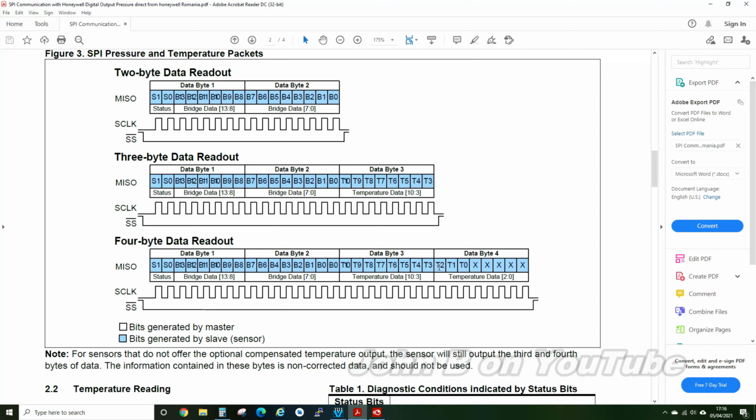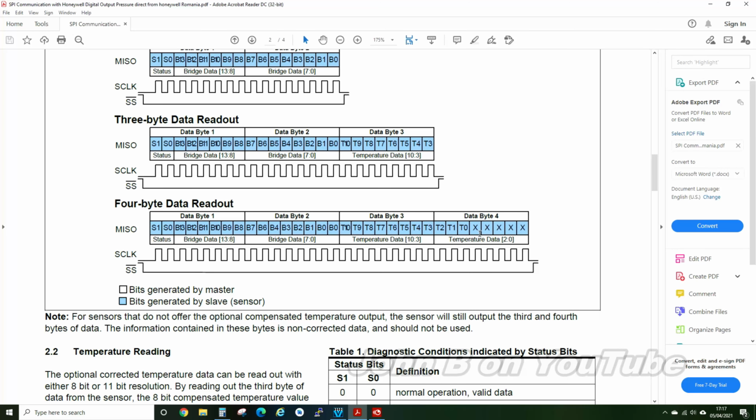And a quick look at the data sheet, which is why we need any of this. So that Honeywell pressure sensor, we read 2 bytes to read the pressure, 4 bytes if we want the temperature. And you'll see here the most significant bits in that first byte are status bits, status bit 1 and status bit 0. So if you include those in your value, you'll mess up your pressure. So you've got to exclude them. And then down to the bottom here, reading the temperature, you've got to exclude the last 5 bits.